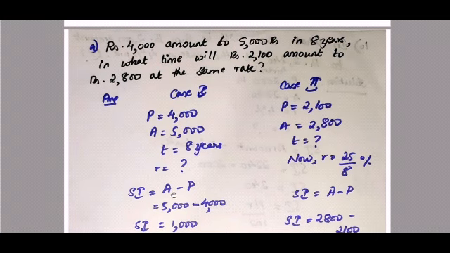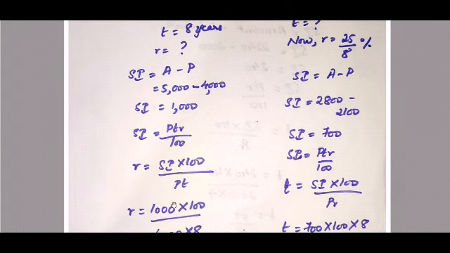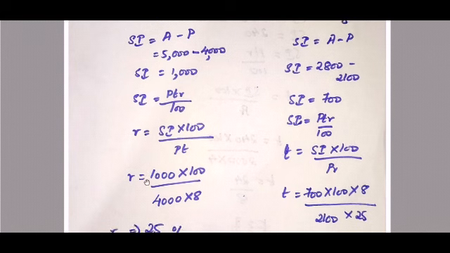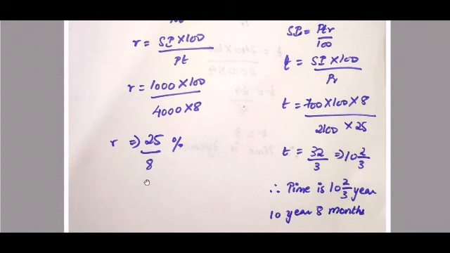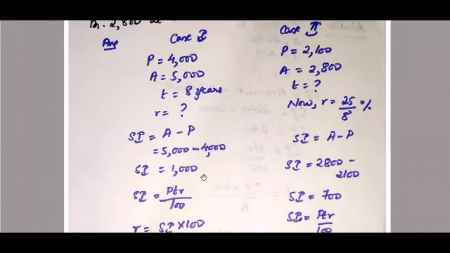So simple interest is equal to amount minus principal, which is 5,000 minus 4,000. Simple interest is equal to 1,000. So keeping every information, can we find out the value of R? Yes, simple interest is equal to PTR by 100. Therefore, R is equal to simple interest into 100 divided by PT. R is equal to 1,000 into 100 divided by 4,000 into 8. R is equal to 25 divided by 8%. So we have the value.